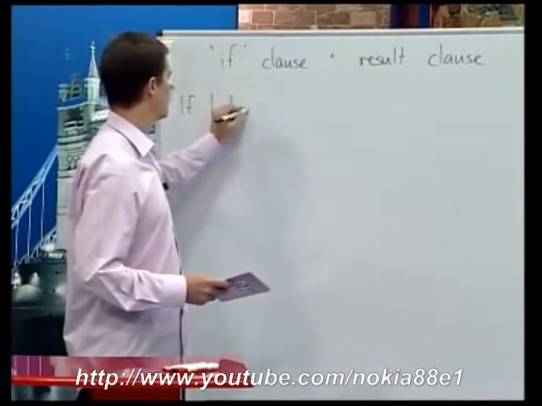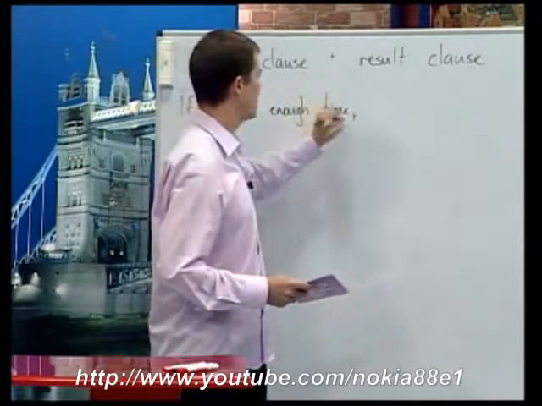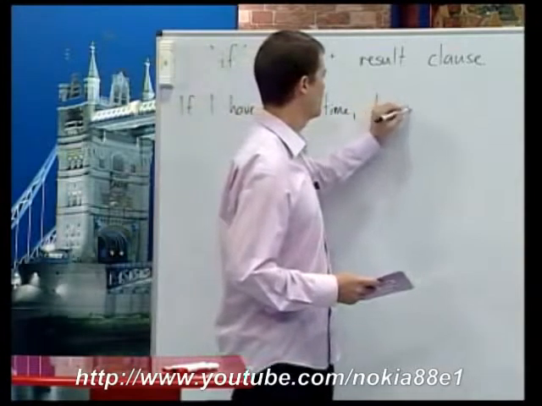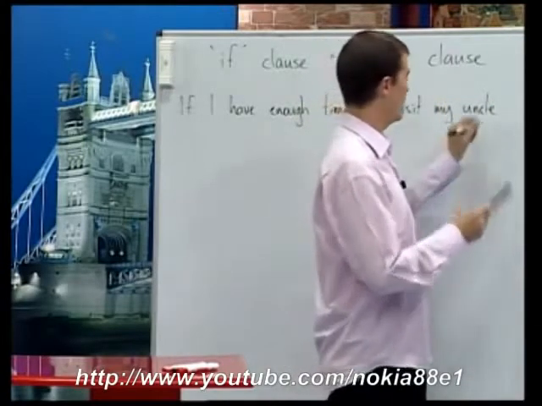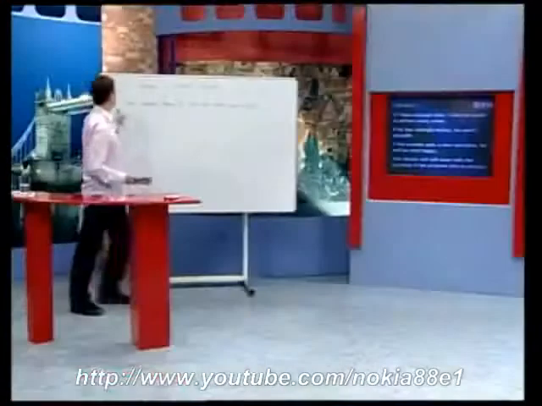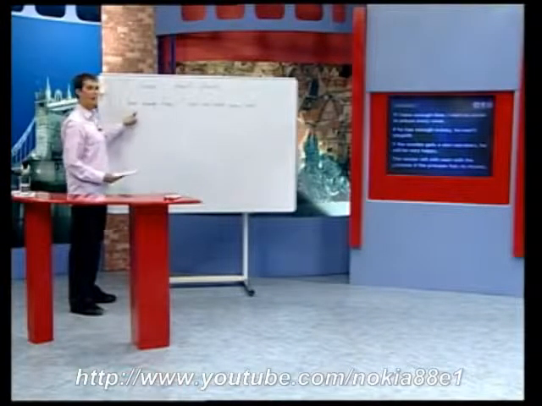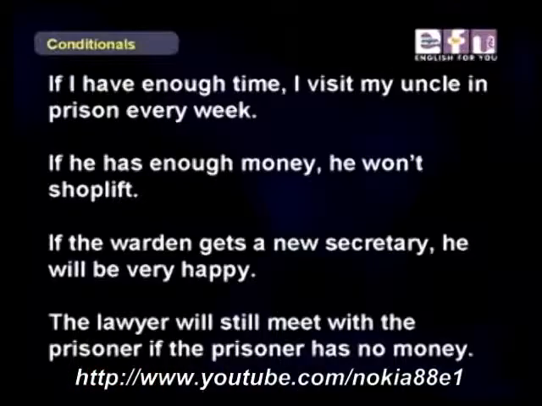If I have enough time, comma, I visit my uncle every week. Do that again. If clause: if I have enough time. Result clause: I visit my uncle every week. Okay, in the fourth sentence, if the prisoner has no money is the if clause. The lawyer will still meet with the prisoner is the result clause.